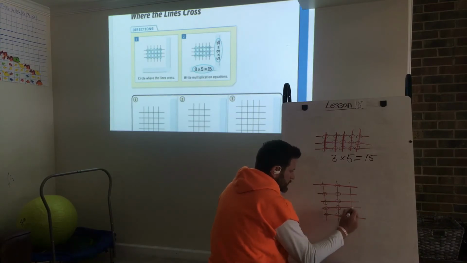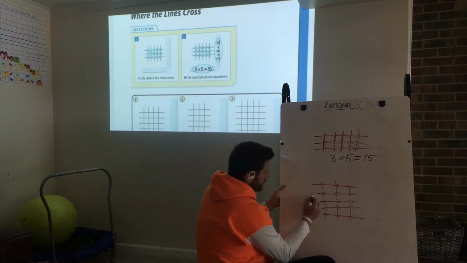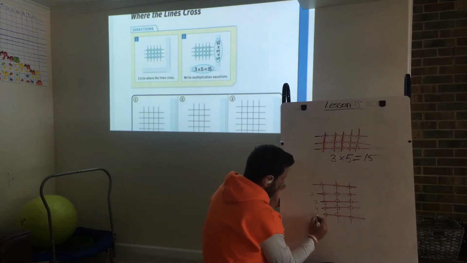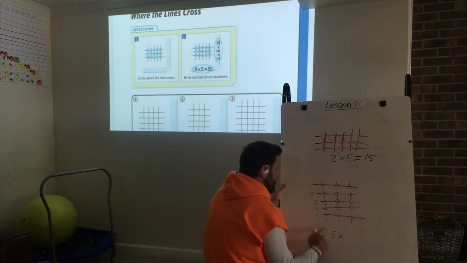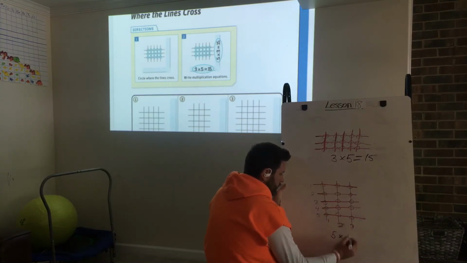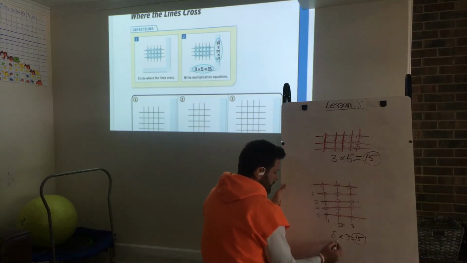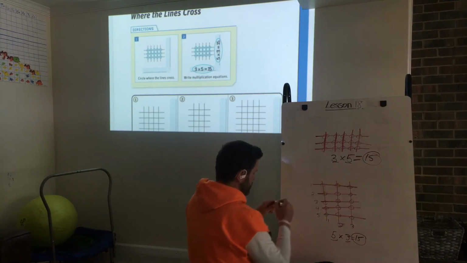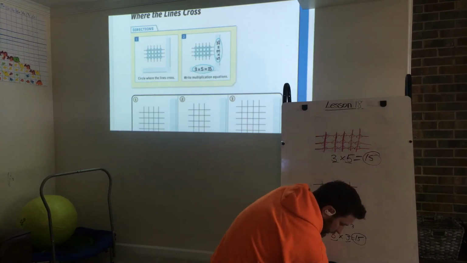So what we're going to do here is circle where they cross. And now how many rows do I have here? 1, 2, 3, 4, and 5. So I'm going to record 5 as one of my factors. And then 1, 2, and 3. There are 3 in each row. So 5 times 3 is 15. You can see that 15 is the same, but the factors switched order. So that's the thing about multiplication, you can switch the order of the factors, but the product is the same.